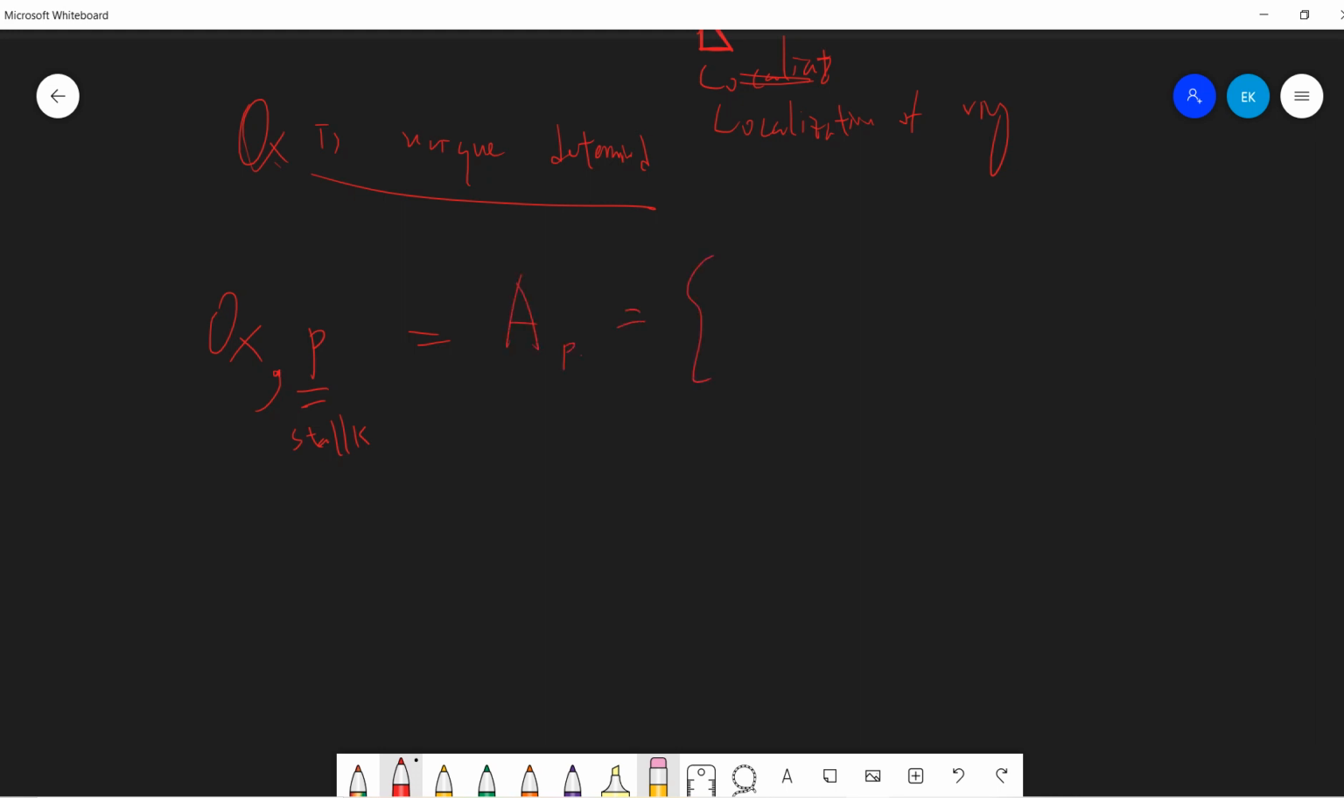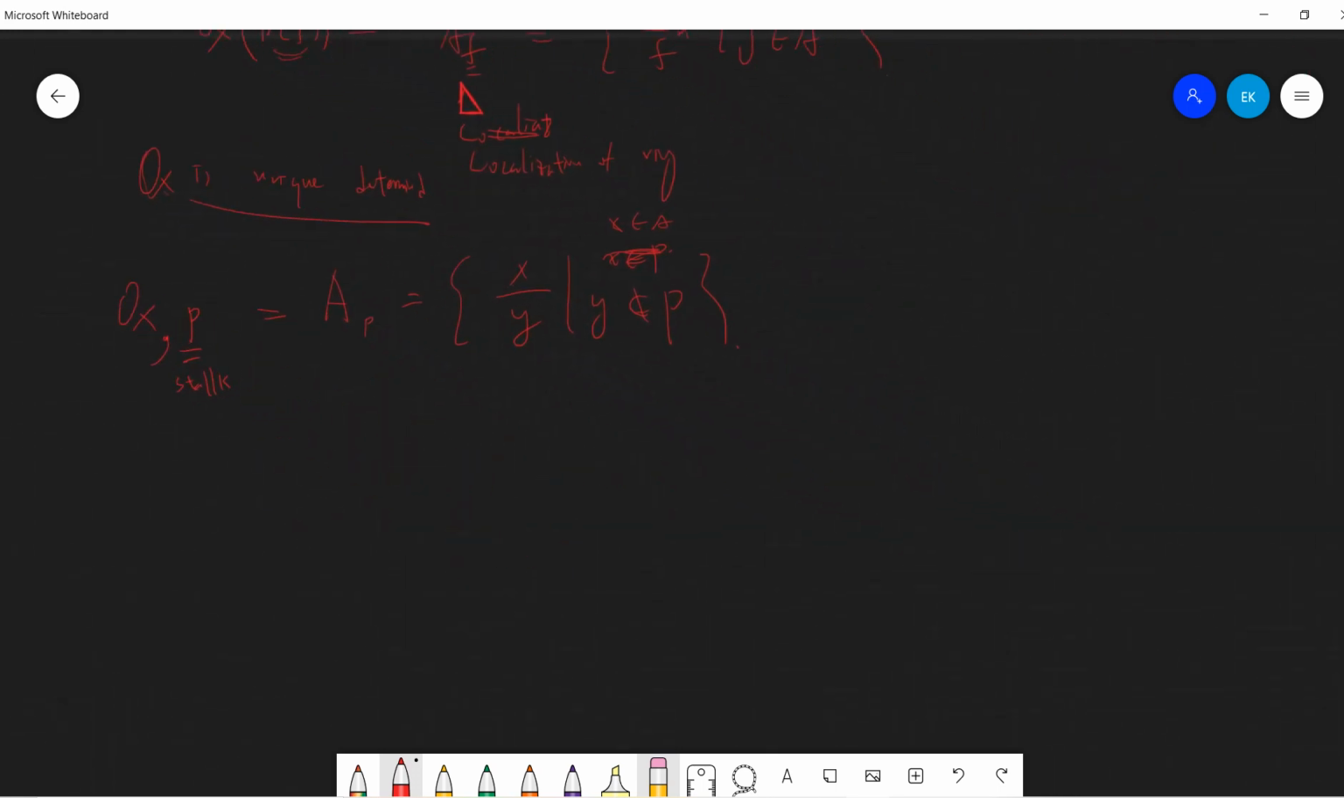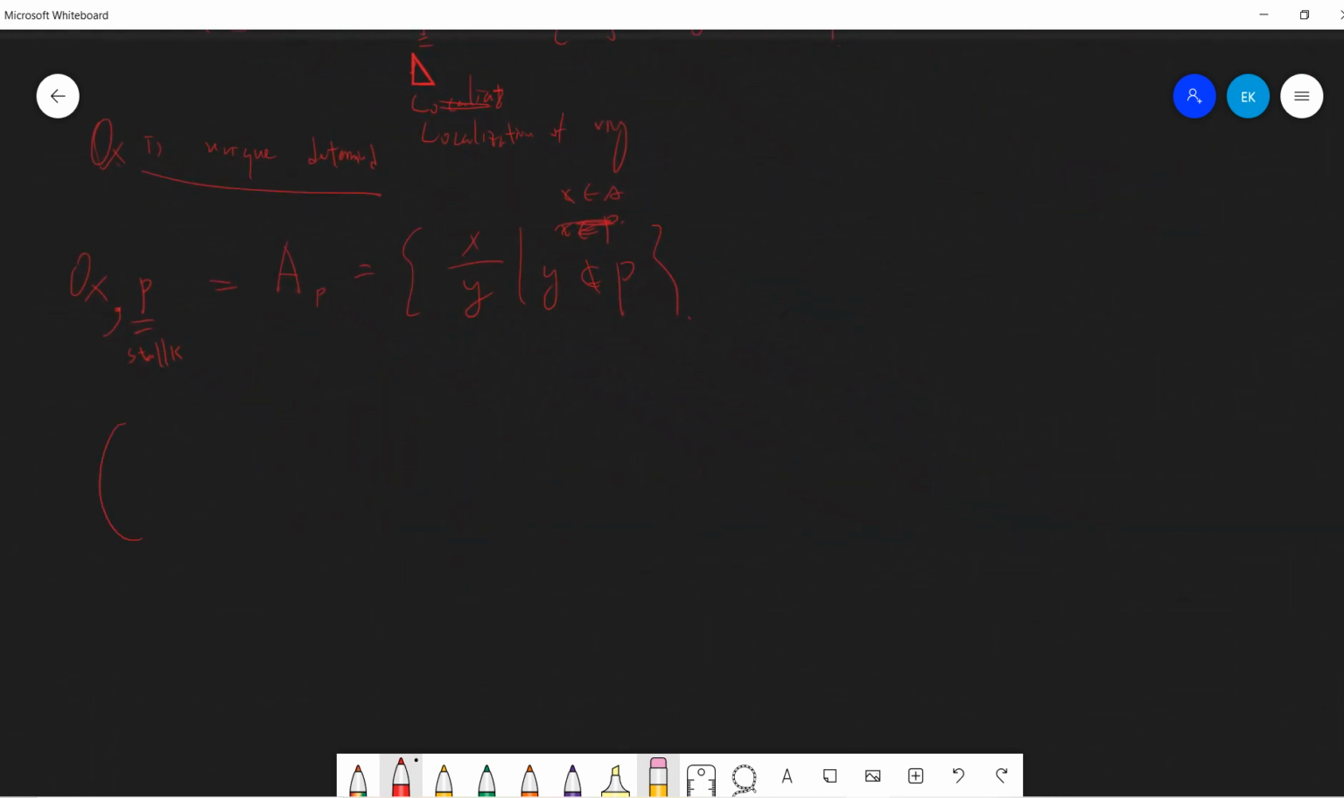So it's just a localization at P. A localization is basically x divided by y, where y does not belong to P, and x belongs to A. Okay, so this is A_P. And if given a Spec A with that kind of structure, it's called an affine scheme.